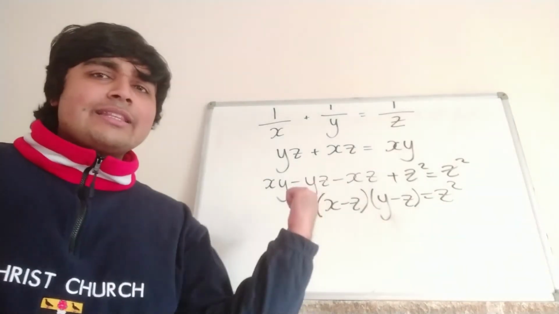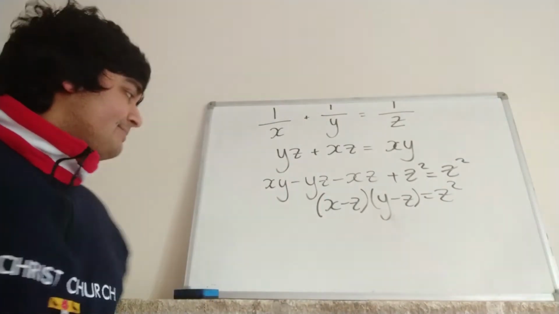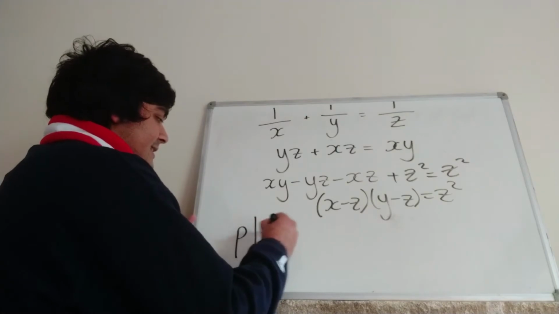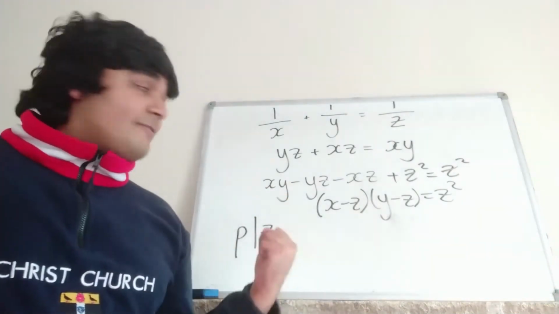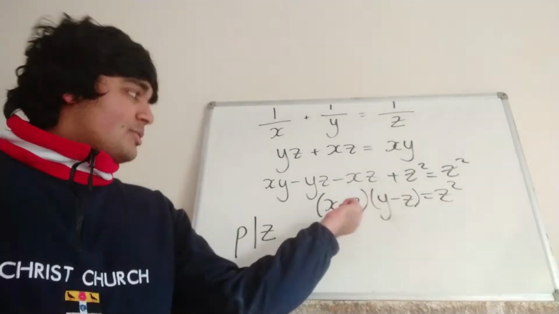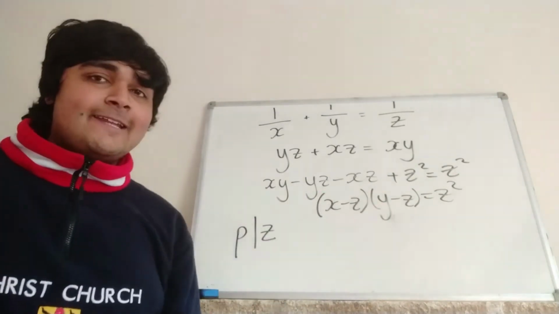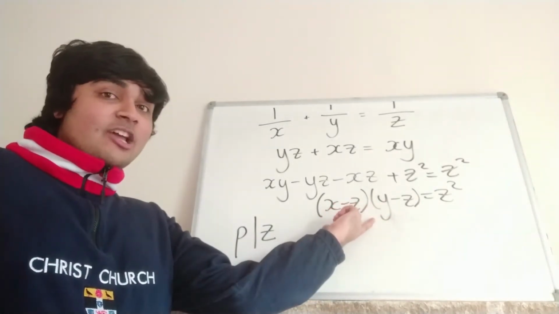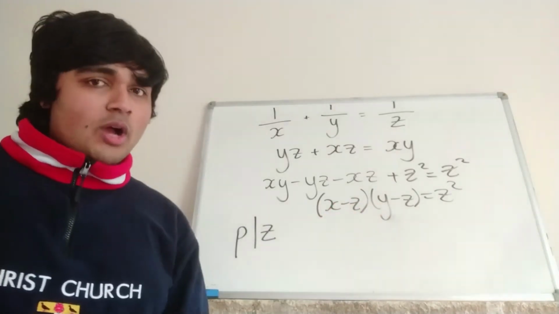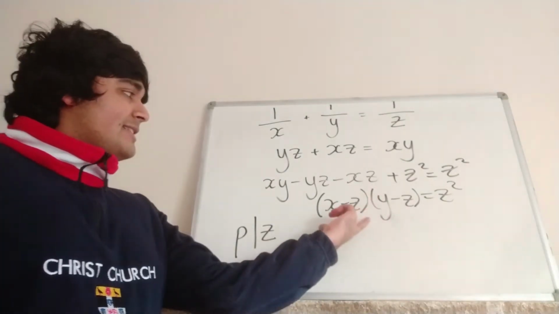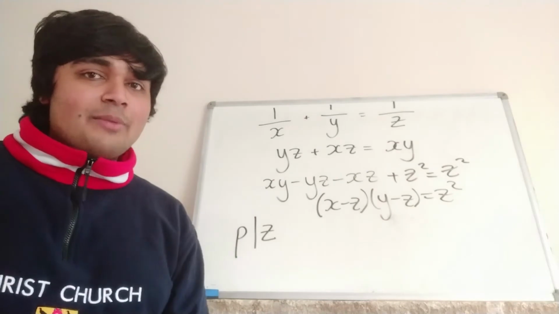Now what we want to do is look at this from a number theory point of view, and we're going to suppose p is some prime number that divides z. So p is a prime number, it divides z, then of course that means that p squared will divide z squared, which means that p squared will divide this left hand side here. Now I claim that that means that p squared either divides x minus z or p squared divides y minus z. And the reason I say that, or the only other option, is that p divides x minus z and p divides y minus z.